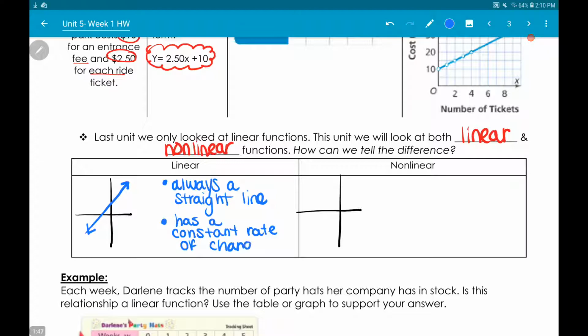Now, last unit I told you to find slope, but this unit we're going to see if it has a slope or it doesn't. If it has a constant rate of change, then it is linear. If not, then it's nonlinear. Nonlinear functions can look like many things, but the main part of it is that they are curved. They are not straight, which means they do not have a constant rate of change.